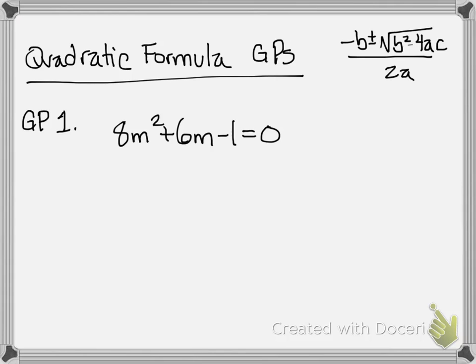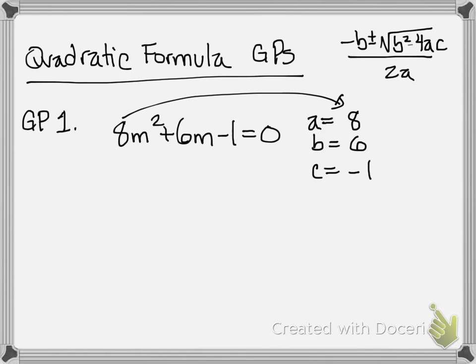So looking at this particular quadratic equation, you need to be able to identify what a, b, and c are. In this case, a is 8. The coefficient of your variable squared is a. The coefficient of your variable is your b term, and then your constant is your c term. So in this case, I have 8 is a, 6 is b, and -1 is c.